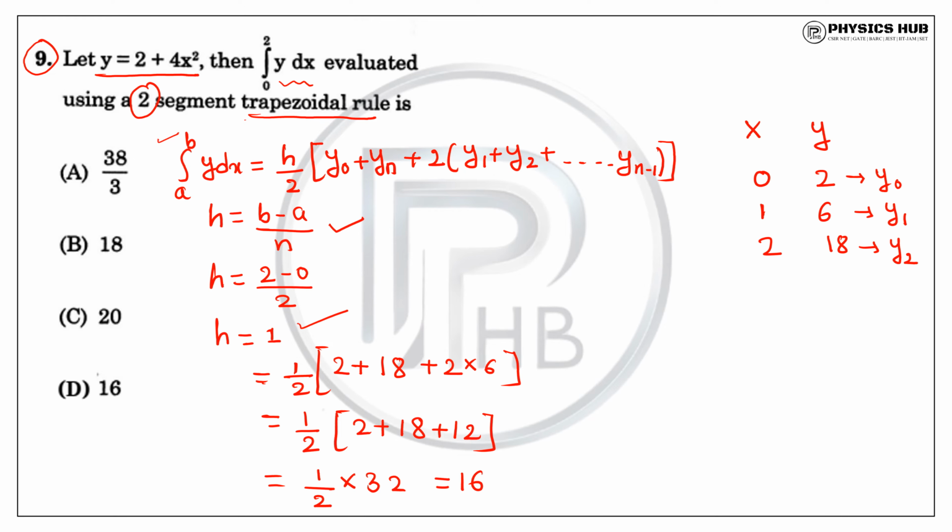So h is equal to 1. So find the y is equal to 2 plus 4x square. From this we will get the y0, y1, y2. So put the values in this equation and we will get the answer, that is 16. Option D is the correct answer.